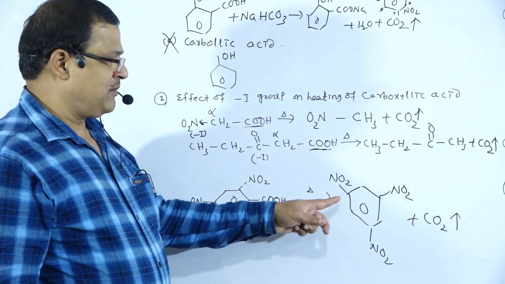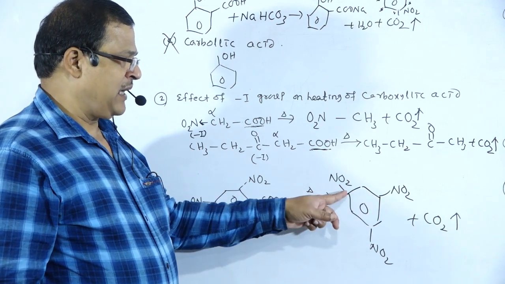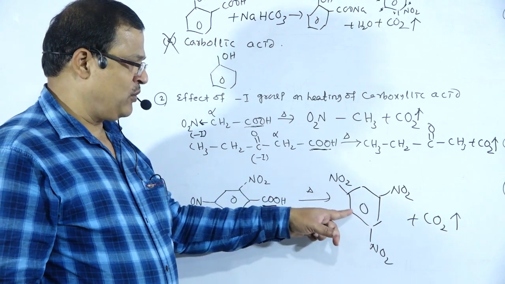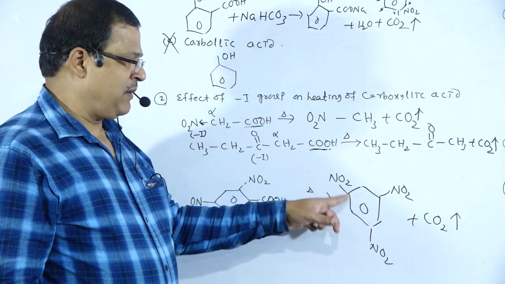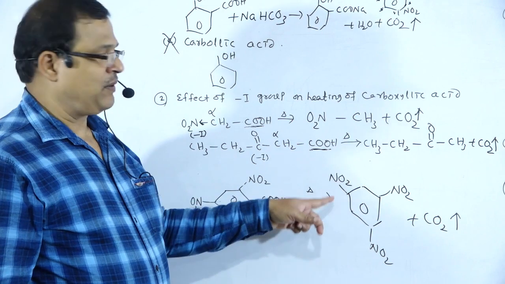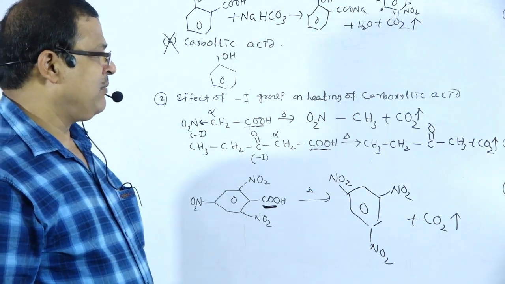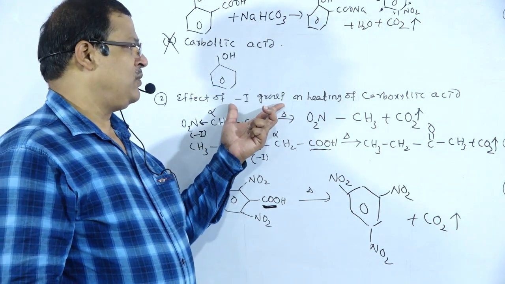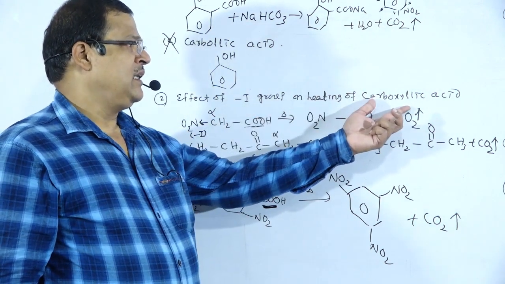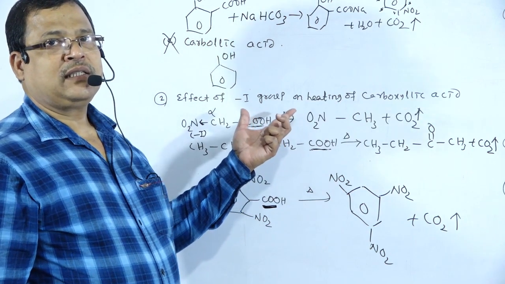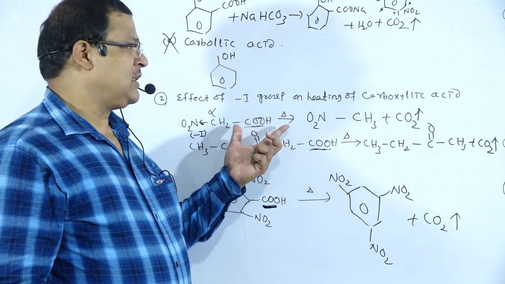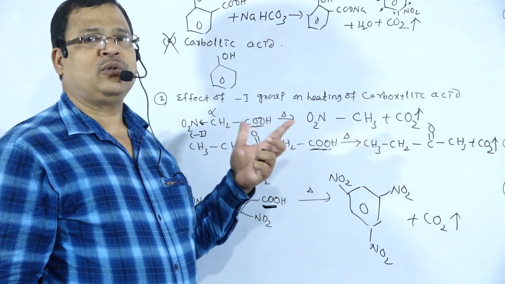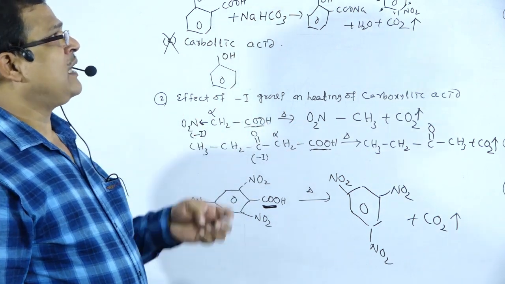So there is the formation of 1, 2, 3, 4, 5, 6, 1,3,5-trinitrobenzene. So this is the effect of a minus I group on a carboxylic acid whenever it is present at the alpha position. By heating, carbon dioxide gas is released from the COOH group. Next we'll go for the third question.